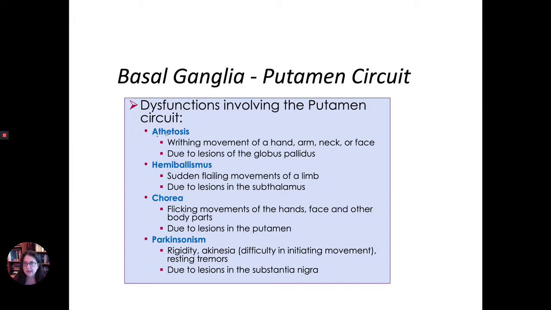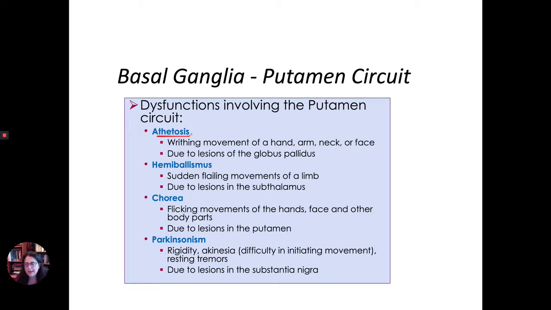For instance, athetosis, which is a writhing kind of movement, usually involving the hands, arms, neck, face, and the globus pallidus being lesioned tends to cause this athetosis kind of pattern. Hemiballismus are sudden flailing movements of a limb, and the subthalamus tends to, when it's lesioned, have that pattern emerge. Chorea, with a CH, chorea, that is more of a kind of a flicking movement.